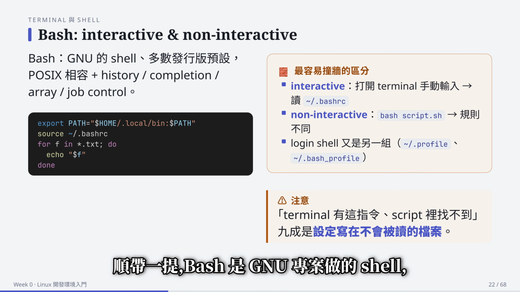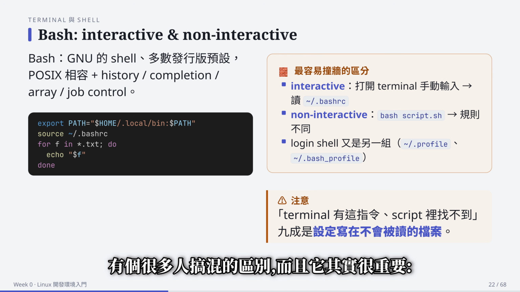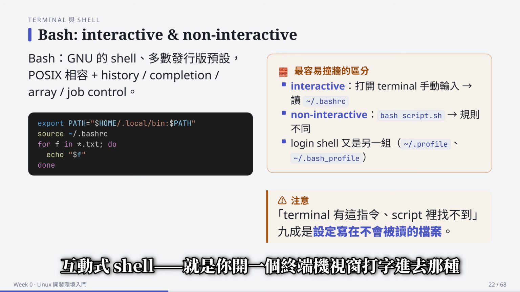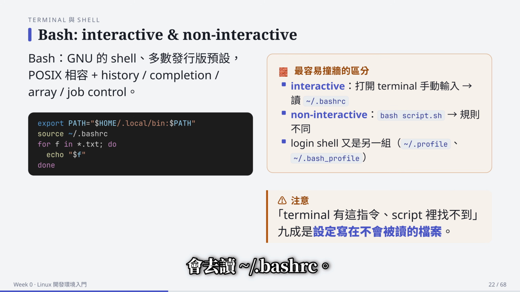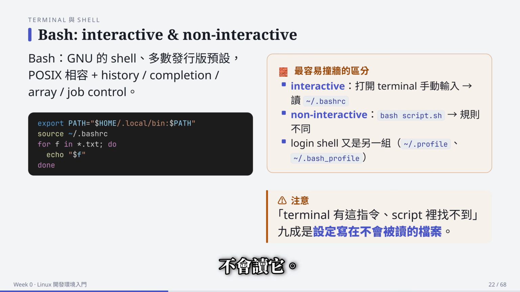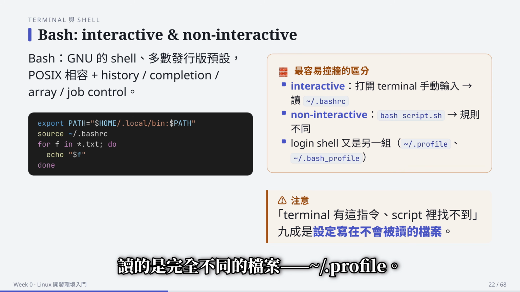Bash, by the way, is the shell built by the GNU project, and it's the default on most distros. There's a distinction a lot of people mix up, and it actually matters a lot, that one config file called ~/.bashrc doesn't get read every single time you open a shell. An interactive shell, the kind you open as a terminal window and type into, reads ~/.bashrc, but a non-interactive shell, the kind you get running bashscript.sh, does not read it. A login shell, the kind you get logging in over SSH, reads a different file entirely, ~/.profile.